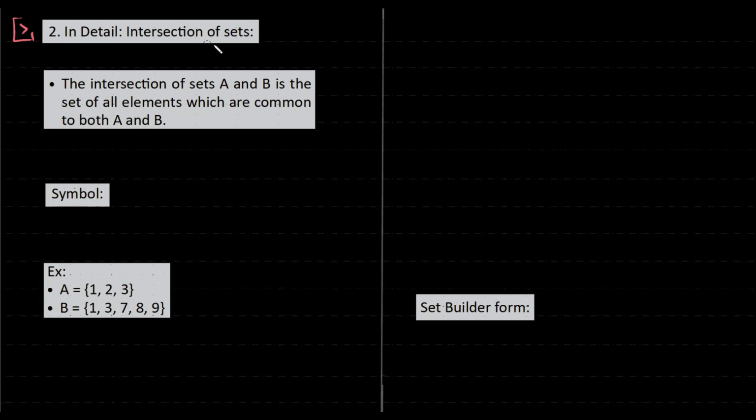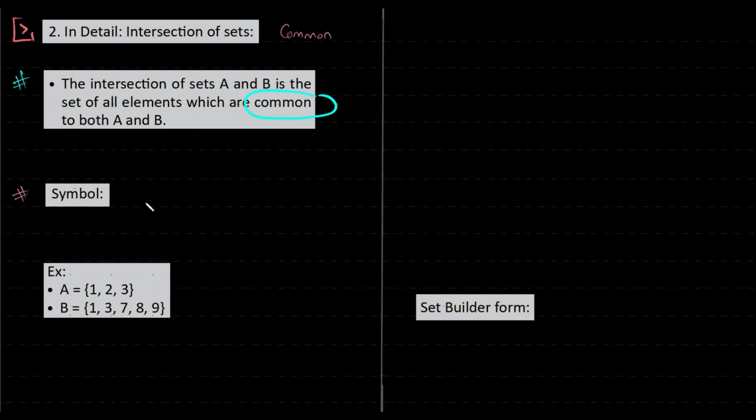We're looking into intersection of sets over here now. So we have the definition: the intersection of sets A and B is a set of all elements which are, yes, common to both A and B. So the keyword here is common.